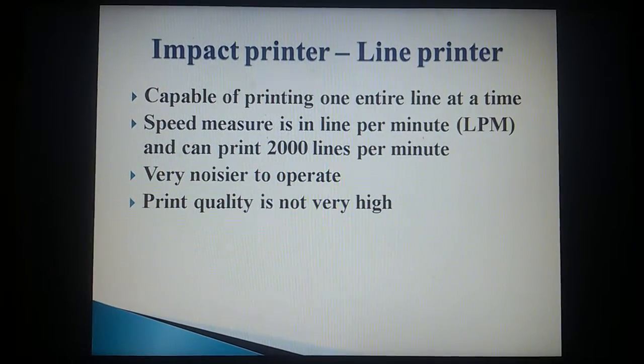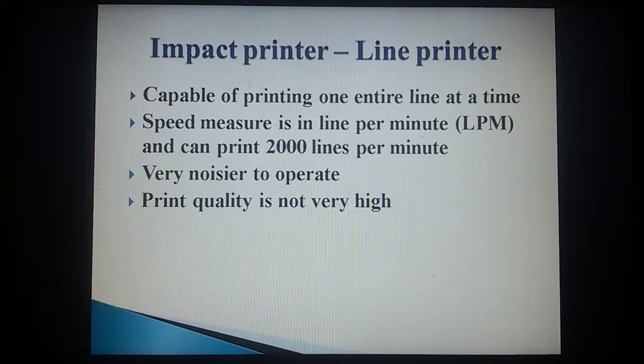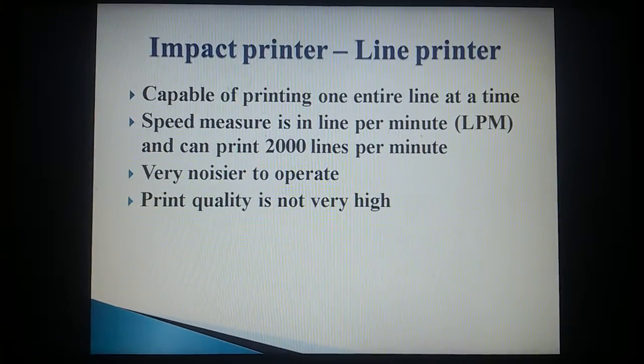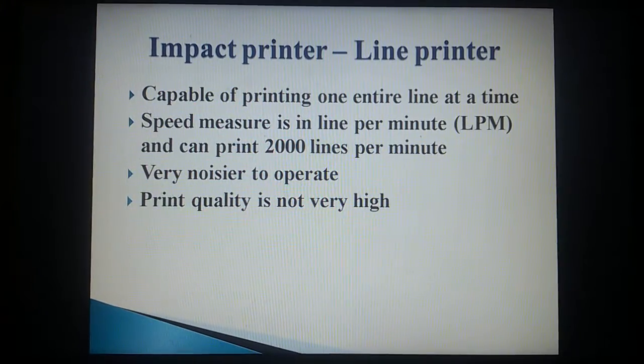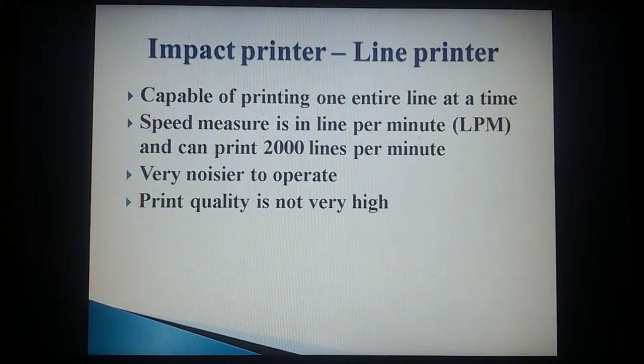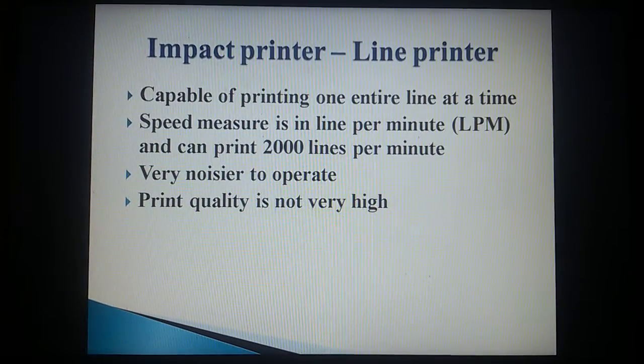Now we will discuss impact printers. First one is the line printer, capable of printing one entire line at a time. Speed is measured in lines per minute and it can print 2000 lines per minute. Very noisy to operate. Print quality is not very high.